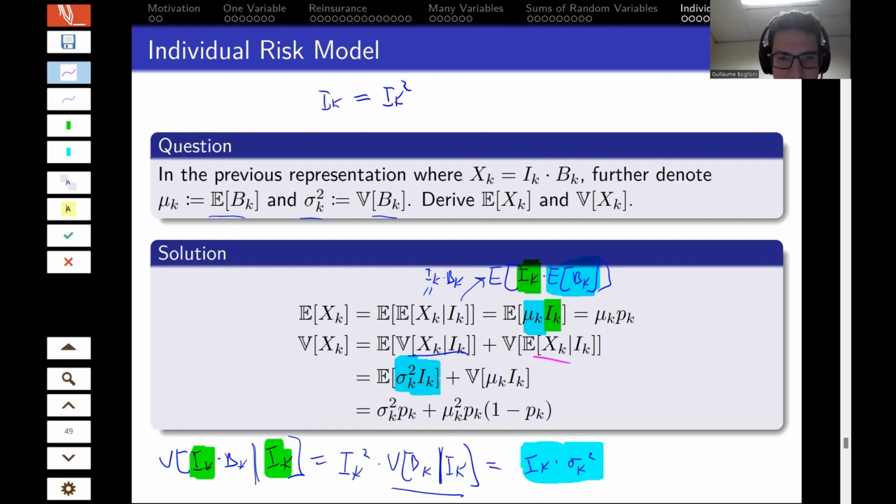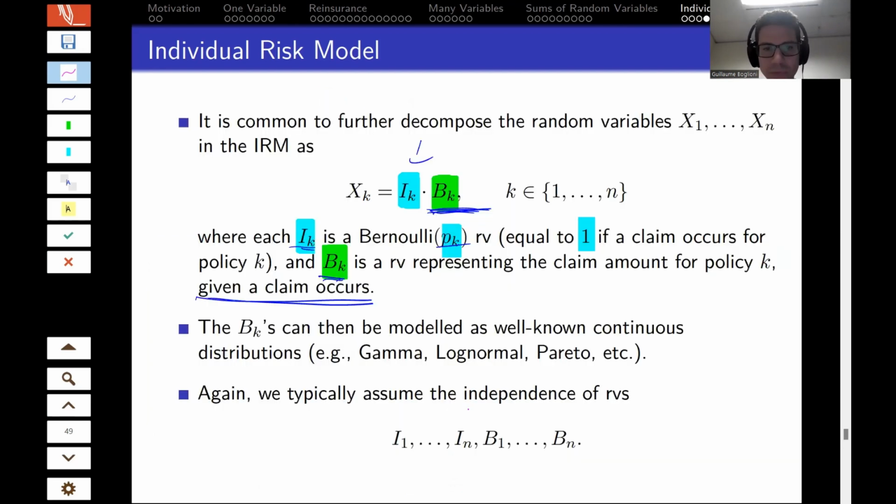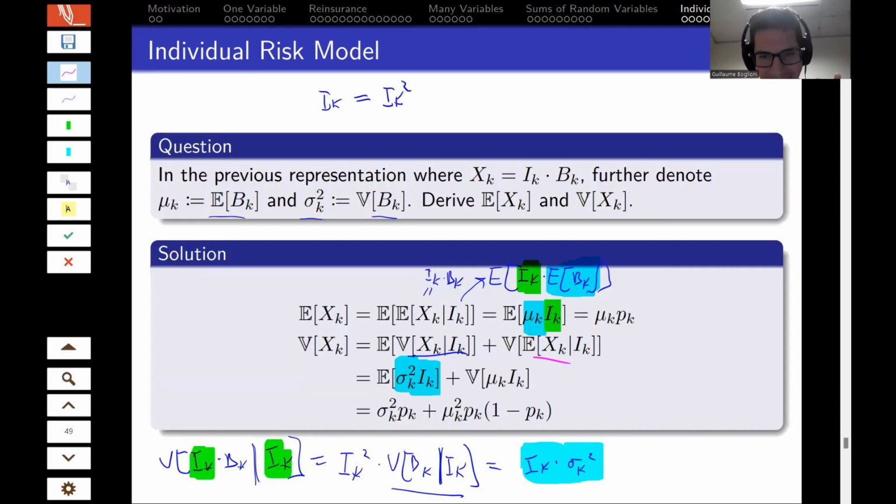The expectation of I_k is just p_k, and then mu_k is a constant, so it gets outside the variance and becomes squared, and then you get the variance of I_k. Well, I_k is just a Bernoulli, so the variance is going to be p_k times 1 minus p_k. Okay, we're done.